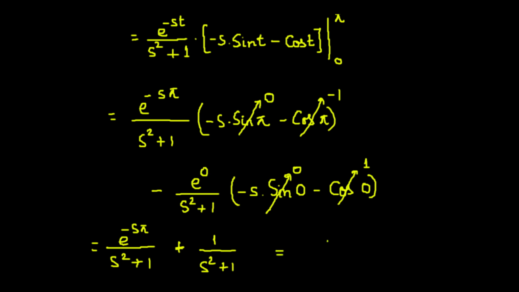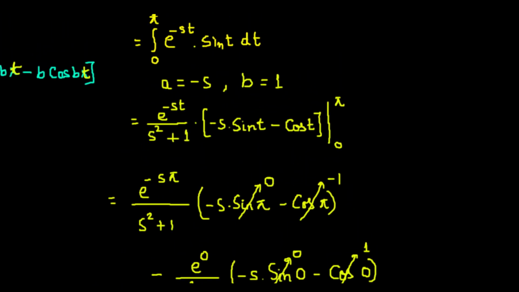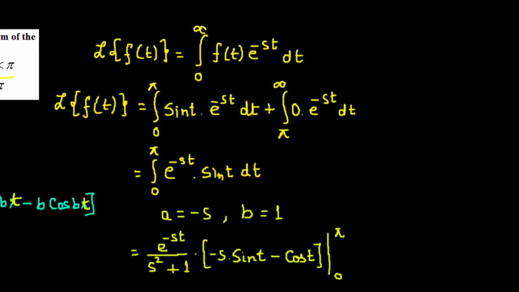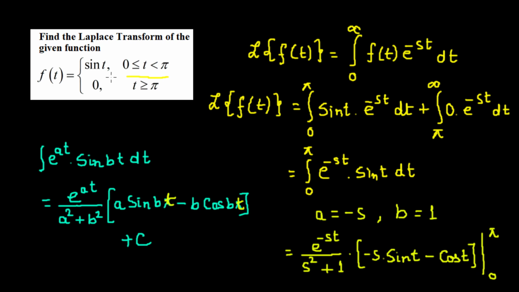So finally we get e raised to the power of negative s pi plus 1, divided by s squared plus 1. So this is going to be the required Laplace transform of our function f of t given by sine of t within the interval 0 to pi and 0 for t greater than or equal to pi.